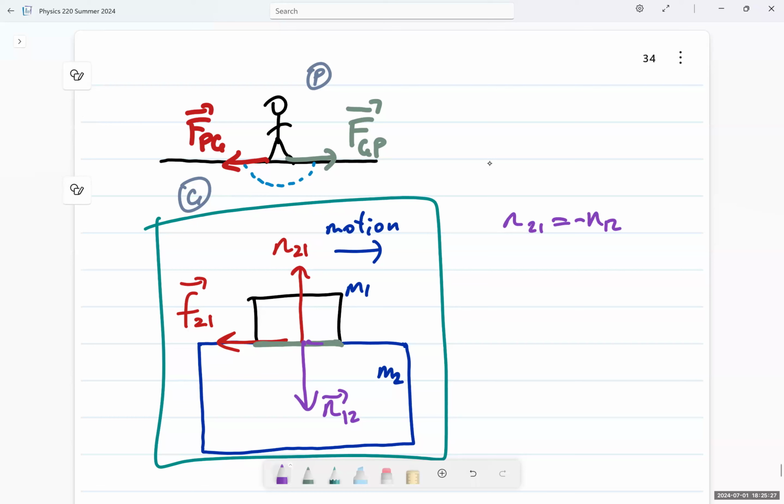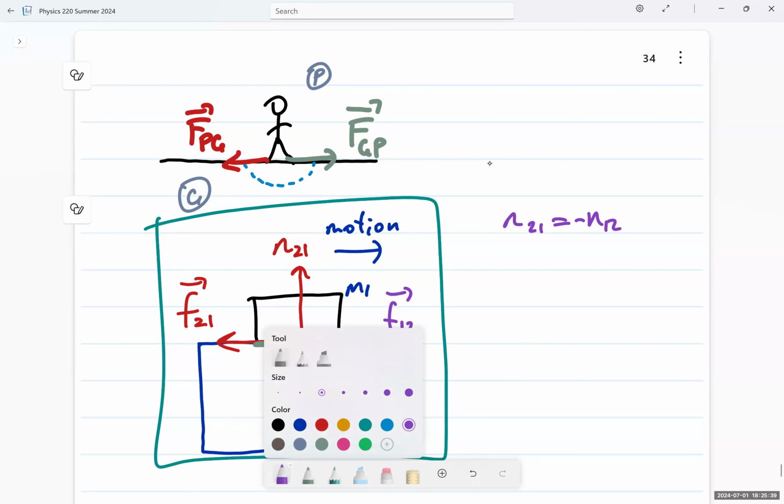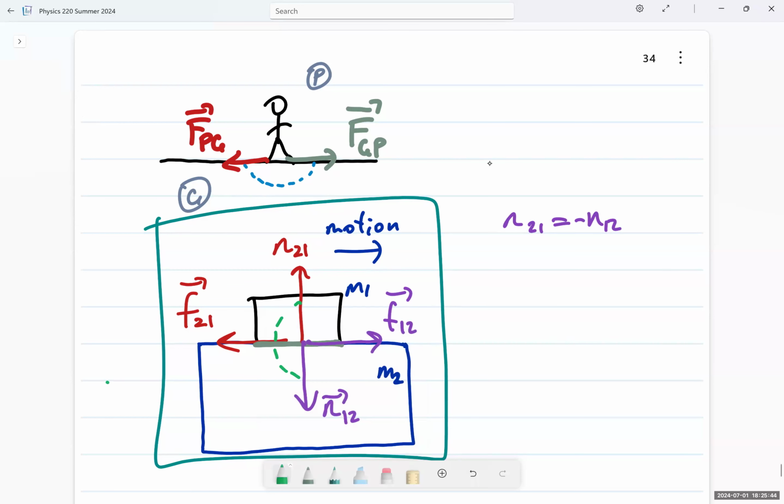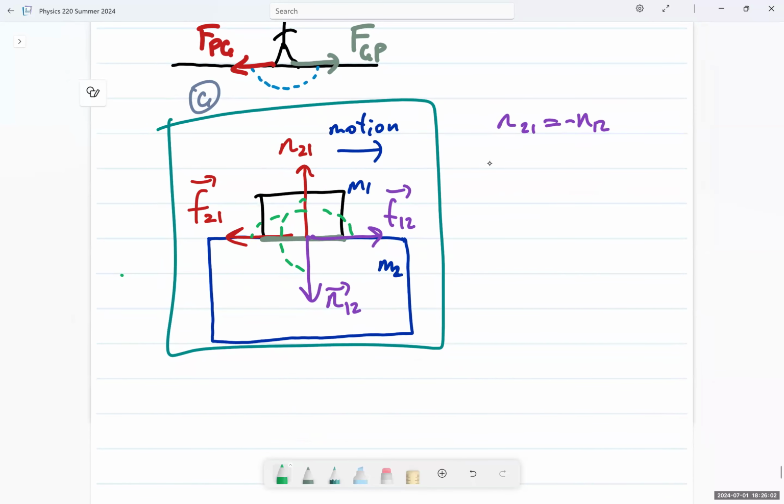Same way, there's going to be a surface friction coming from 1 on 2, like that. Okay, so what we can think of here are what we call interacting forces. These two are interacting forces, and those two are interacting forces, because those are two interacting objects, M1 and M2, and normal force and friction are due to the fact that they are physically in contact with one another. Okay, any questions?